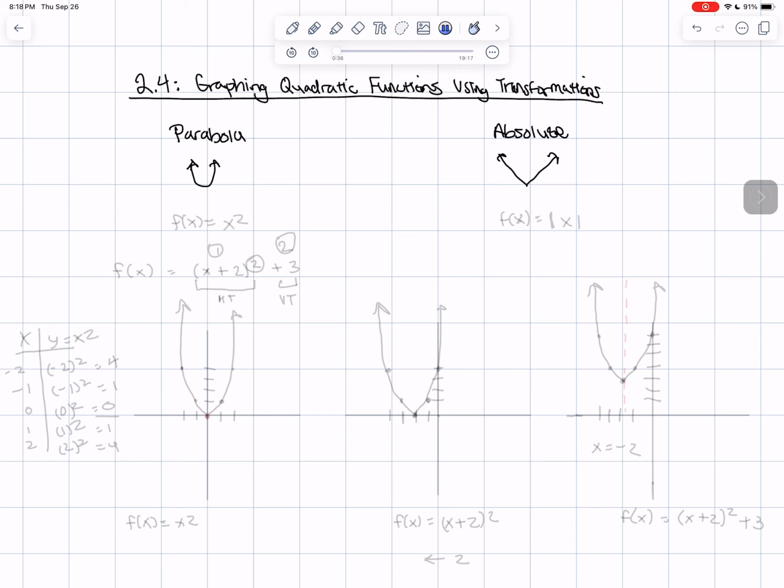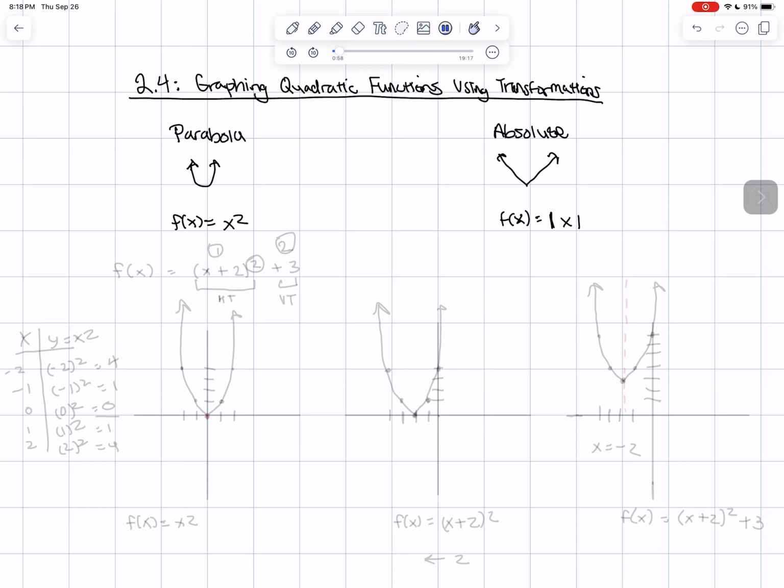Well, the question is, how do I graph these? What would the function look like? So a function for a parabola is f of x equals x squared. But the absolute function would be f of x equals the absolute value of x. So we're going to do a couple examples on how to graph them. So let's do a parabola first.